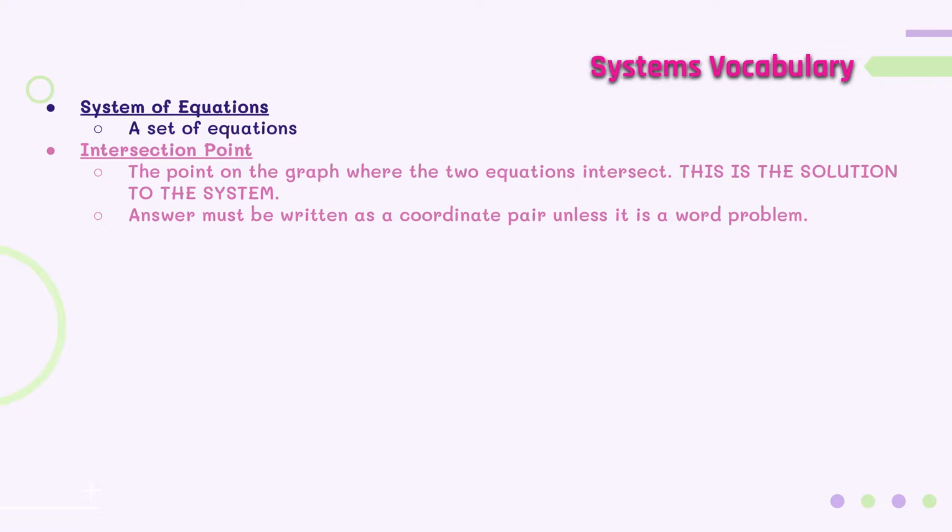If you recall, a system of equations is a set of equations that you graph on the same graph. The intersection point is the point on the graph where the two equations intersect. This is the solution to the system. Answers must be written as a coordinate pair unless it's a word problem.